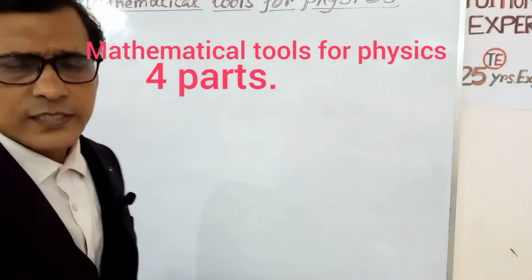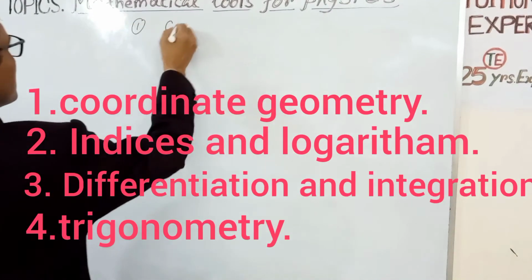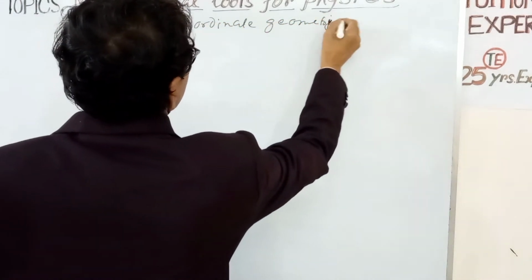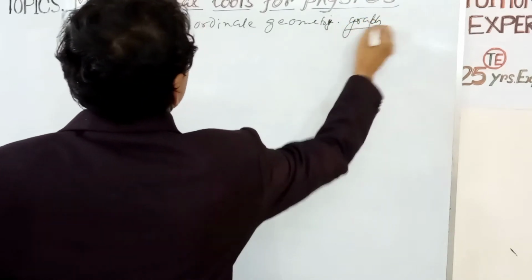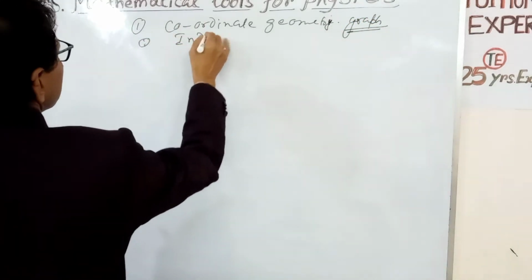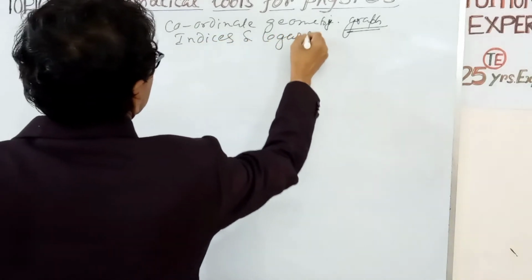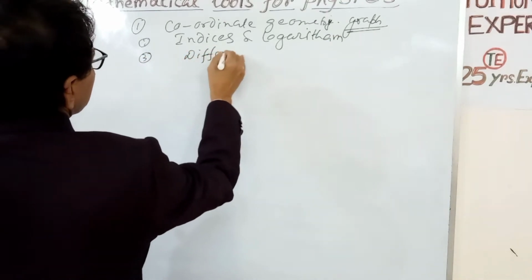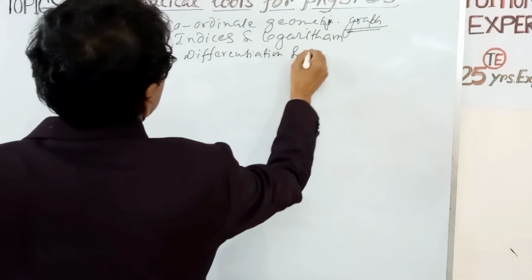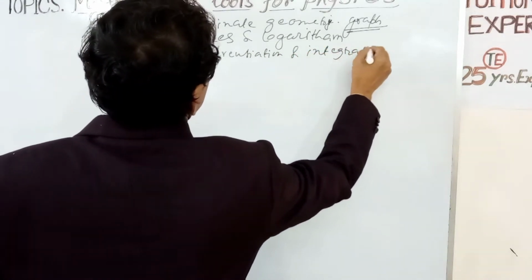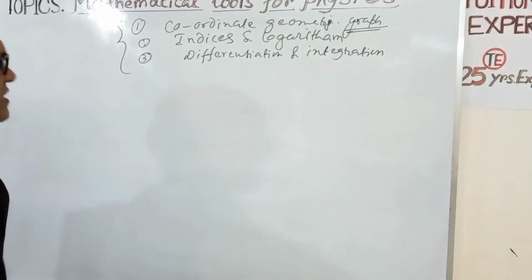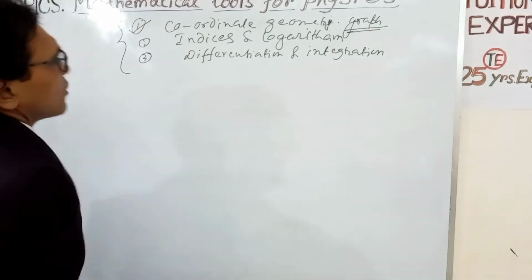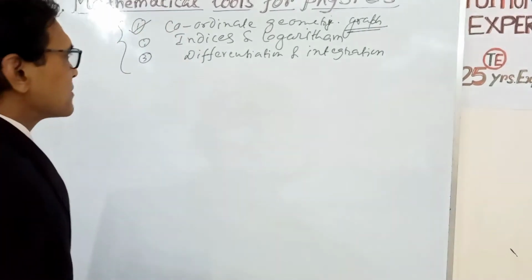I will complete the mathematics tools in three parts. First part is coordinate geometry and graph. Second part is indices and logarithm. Third part is differentiation and integration. So these three parts are needed to complete the mathematical tools. In this class, I will teach you only coordinate geometry and some graphs. Okay, now let's start the class.